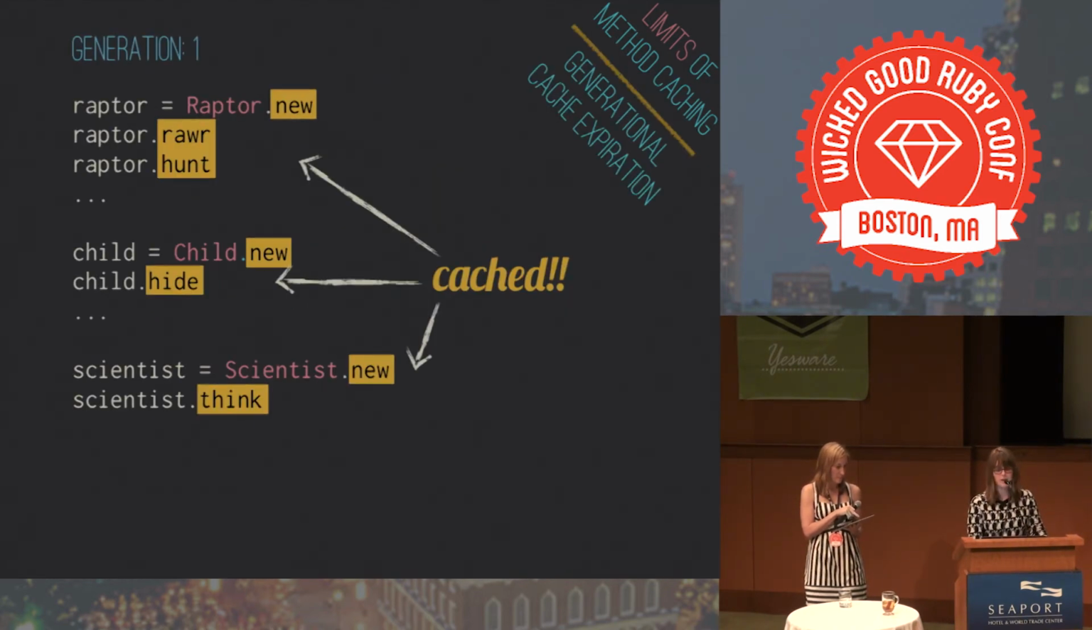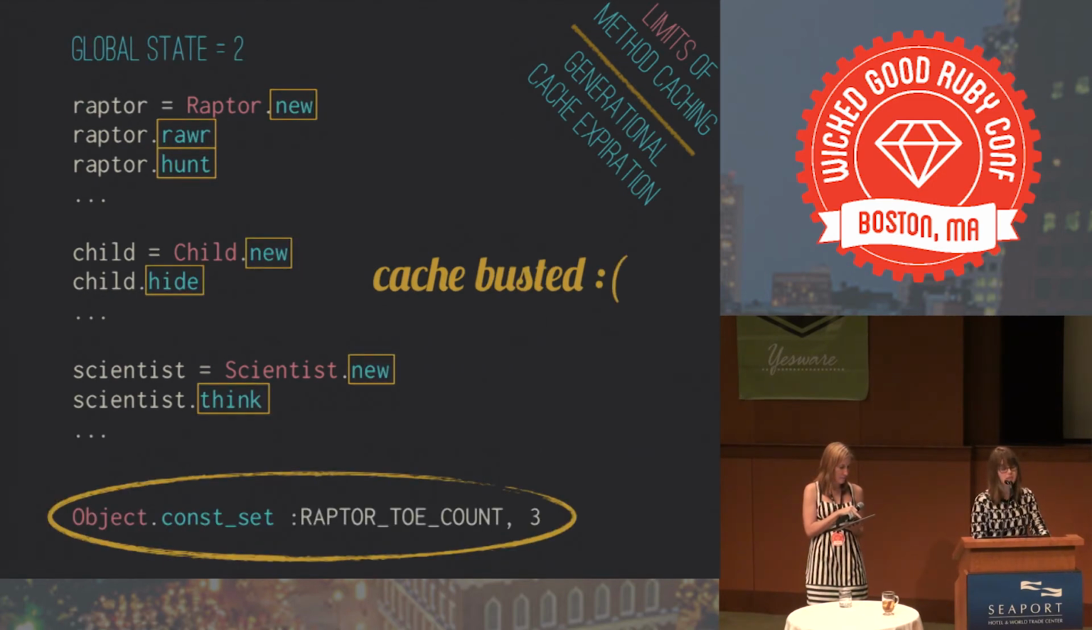Oh, in this example, we have tons of things cached. However, even updating constants, if you update it in the wrong way, is going to cause a new generation. So here we're setting raptor toe count, and that will cause a new generation, and all of our cache is busted.